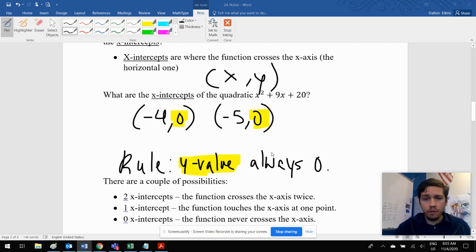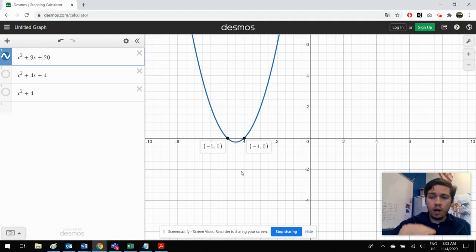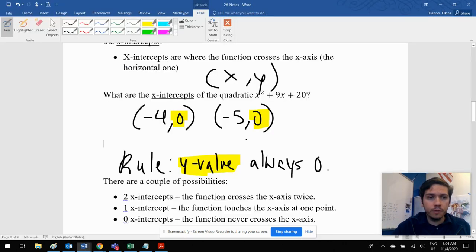So the y value is always 0 because it's going to have no up or down, right? It's just going to be on the x-axis. So it's not going to go up any, it's not going to go down any. So the y value is just 0. It goes up 0, goes down 0.